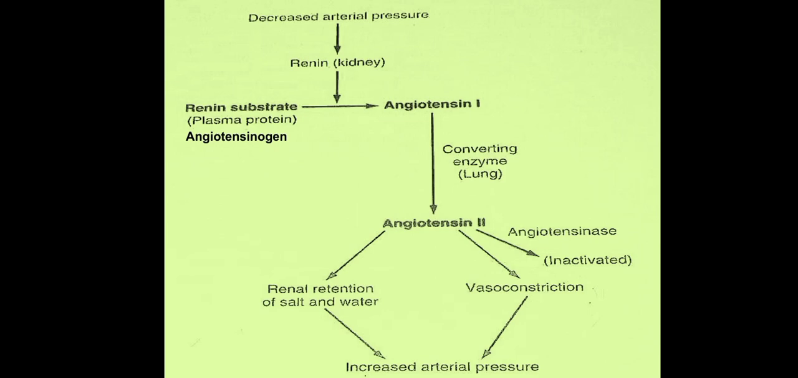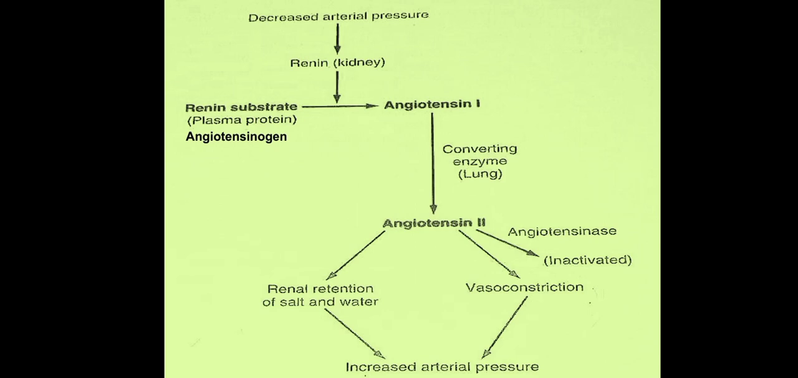This is the plasma protein, angiotensinogen, which is a substrate of renin. Renin can act on it and it will produce angiotensin 1. From this angiotensin 1, it can be converted into angiotensin 2 by a converting enzyme known as ACE, or angiotensin converting enzyme, which is generally present in the lung, and this can convert angiotensin 1 to angiotensin 2.